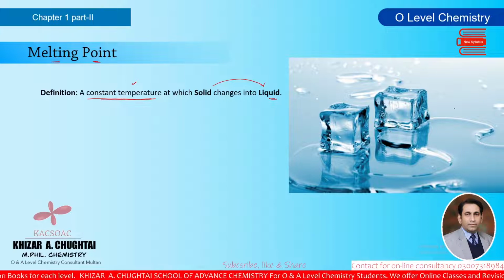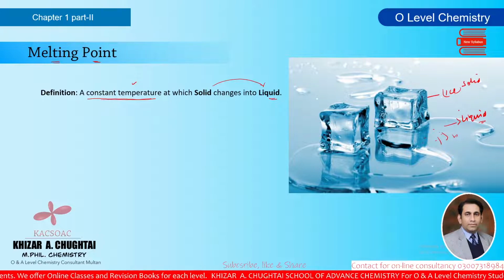For example, in this diagram, you can see that ice is going to melt down. This ice is in solid state and it is going to melt down in the form of liquid water. So the conversion of solid into the liquid state at a constant temperature is said to be the melting phase, and the temperature at this stage is said to be the melting point.